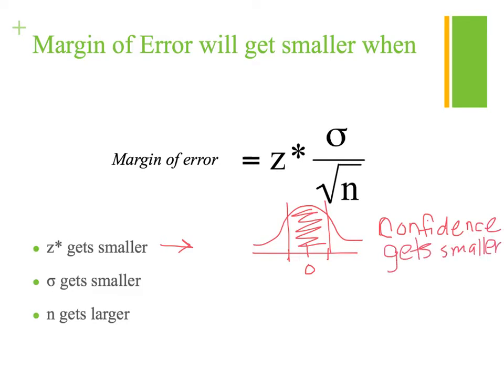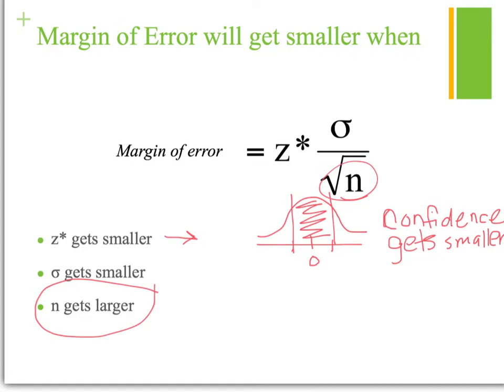Again, we don't always have control over sigma, so our next best bet is to look at n. If n gets larger, since it's in the denominator of our formula, then our margin of error will decrease. While each of these three changes will make our margin of error smaller, this is the most ideal of the three and the one that's easiest for us to control.